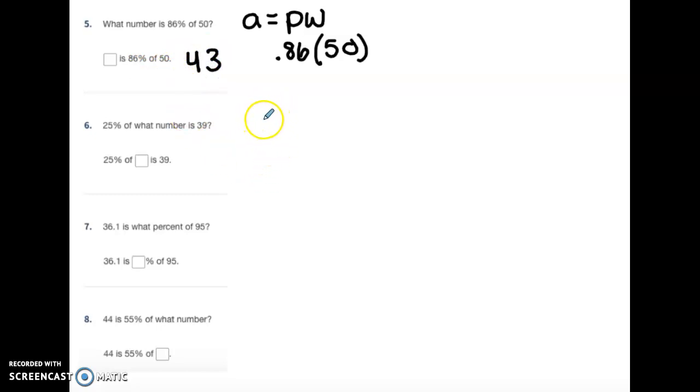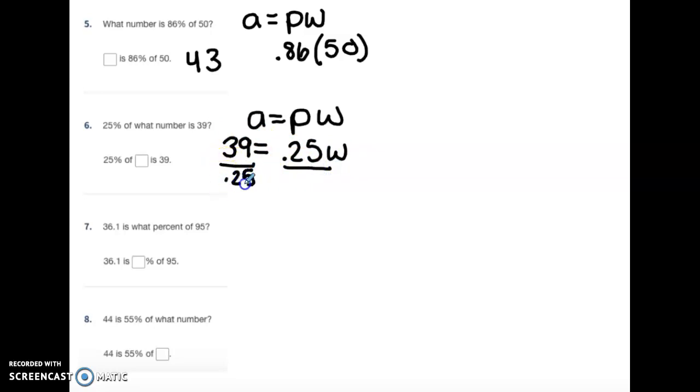Number 6, 25% of what number is 39? A equals P times W. 25% goes in for P, put in as a decimal, of what number, so we don't know our whole, is 39. 39 is our part, go in for A. Divide both sides by 0.25. 39 divided by 0.25 is 156. 25% of 156 is 39.